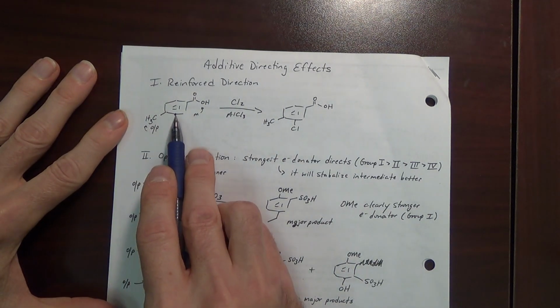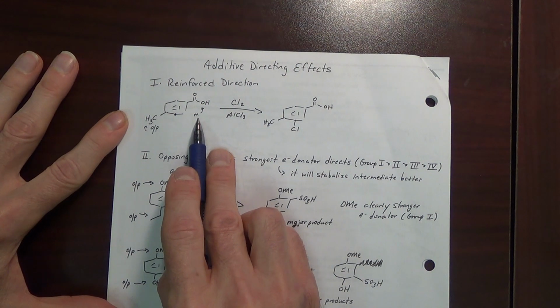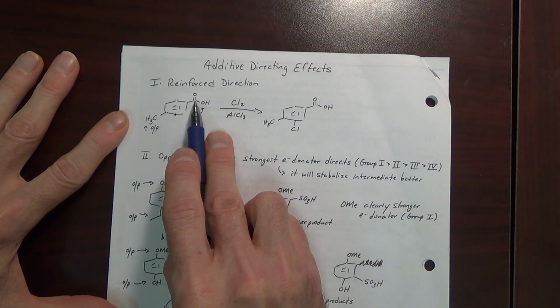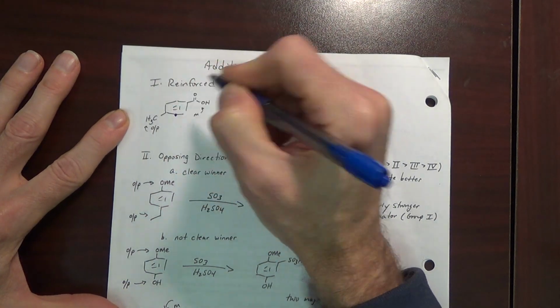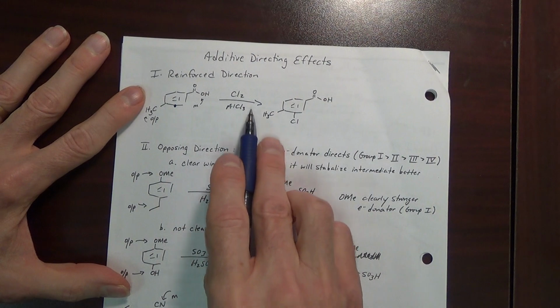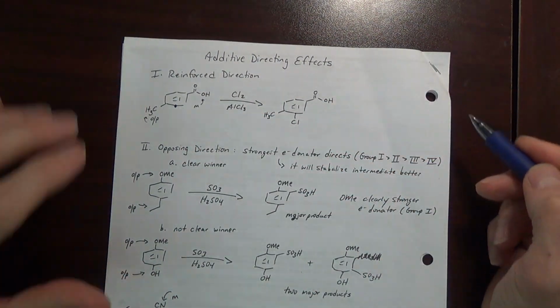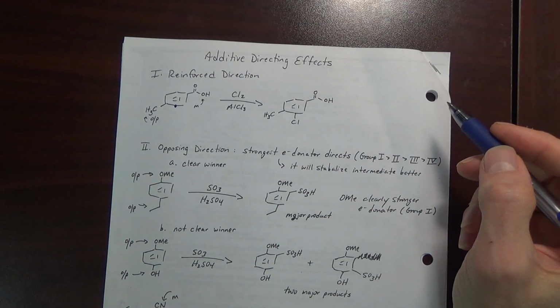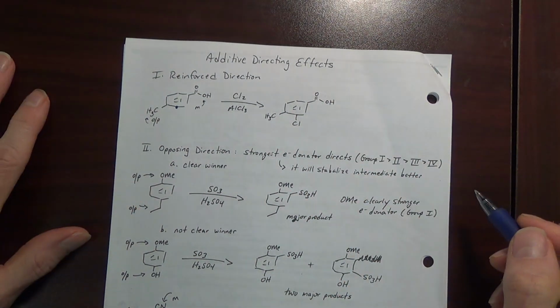So the methyl group is directing here, and the carboxyl group is a meta-director, group 4. It directs meta, also to the same position. They're both directing to the same position, and so when we do this chlorination reaction, we would predict this to be our major product, meta to the carboxy and ortho to the methyl.